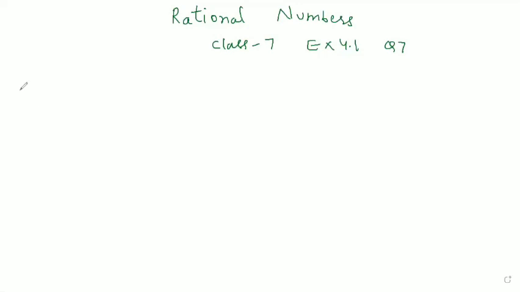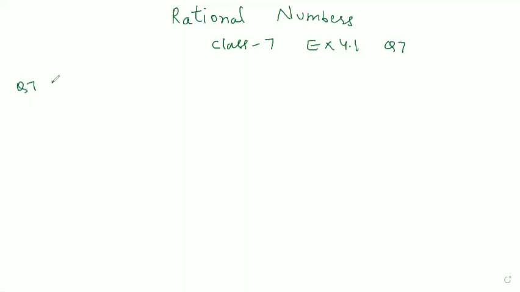Let's check out how to solve question number 7 of exercise 4.1, chapter Rational Numbers of class 7. Here in question number 7, we have to arrange all these rational numbers in ascending order. Ascending order means you have to start with the smallest number and reach the largest number.